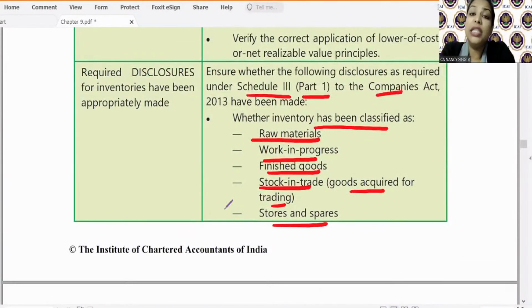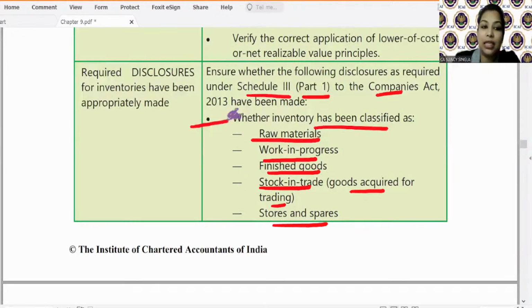Now, with respect to the disclosure requirements, students, this also I have discussed in the last session. Schedule 3, Part 1 to the Companies Act gives the disclosure requirement. And who will give such disclosure? The management, the client. Who will check such disclosure? The auditor. Whether the disclosures that are required by the applicable FRF, by Schedule 3 to the Companies Act, have been properly given or not.